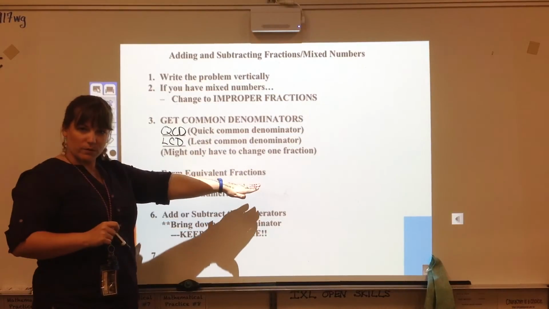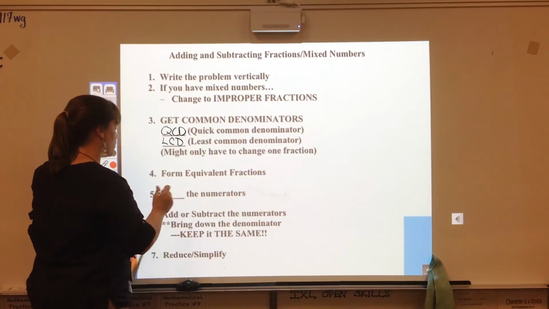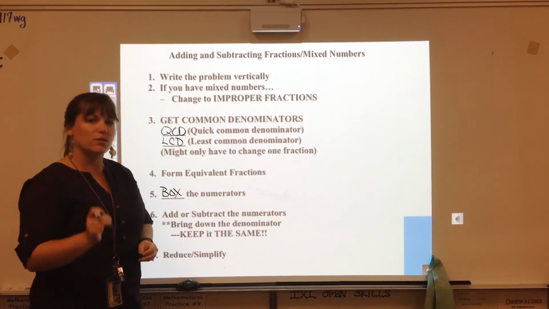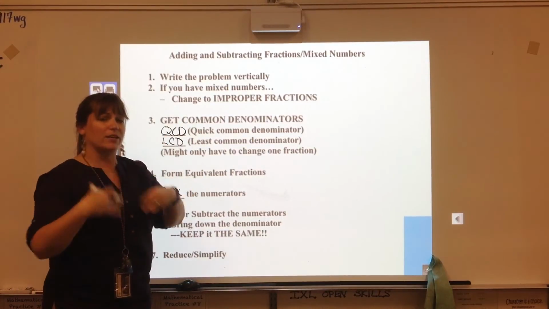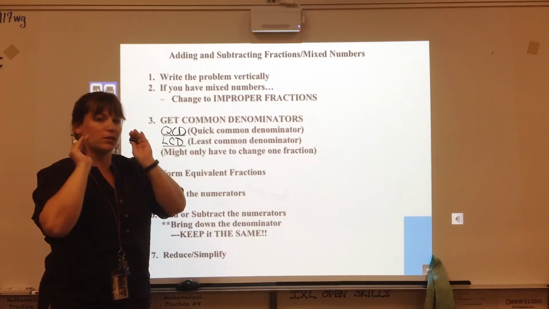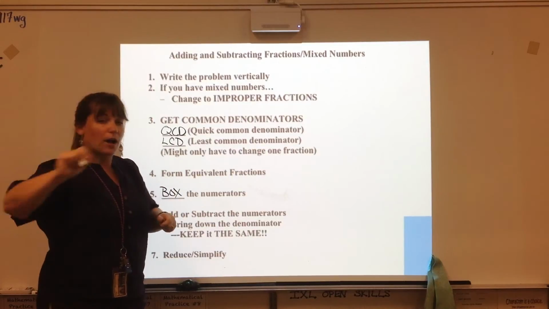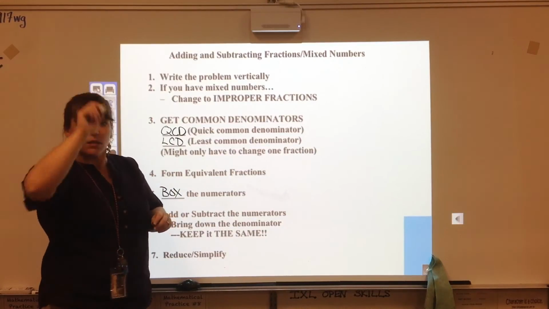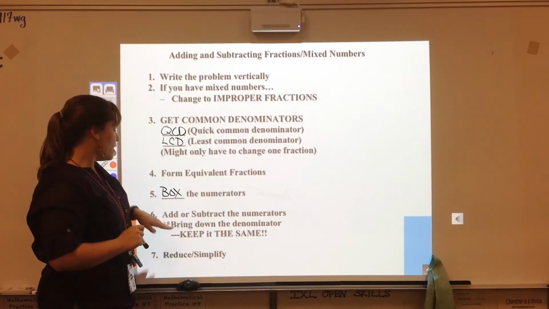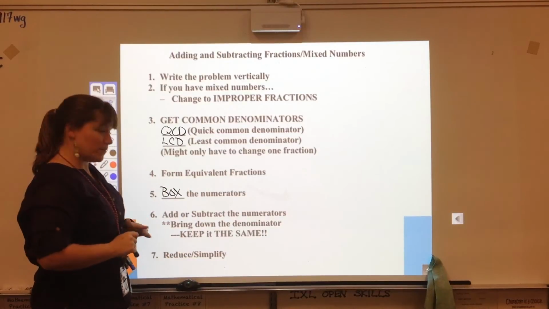Then we're going to form equivalent fractions, back to our purple notes, and then we're going to only worry about the numerators. Lots of students that I've seen try to add and subtract both the numerators and denominators. We don't do that. We only add the numerators together or subtract the numerators. So a helpful hint is to actually box the numerators, so we don't forget to do that. Then we add or subtract and bring down the denominator. That stays the same, and simplify if we need to.